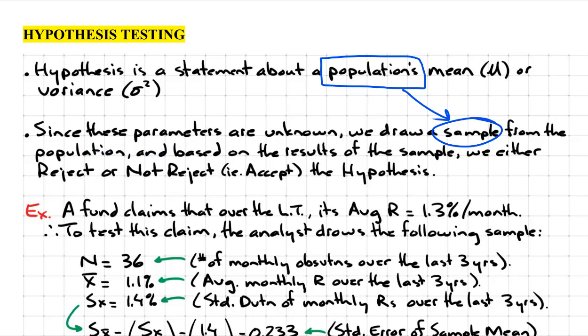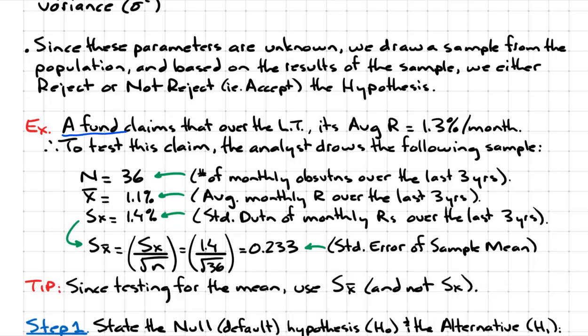So let's illustrate with an example. Suppose that a fund claims that over the long term, its average return is 1.3% per month. Now, this is a hypothesis because the claim is regarding the population average. So the fund manager is claiming that of all the returns that it has exhibited and will exhibit in the future, the mean is 1.3% per month.